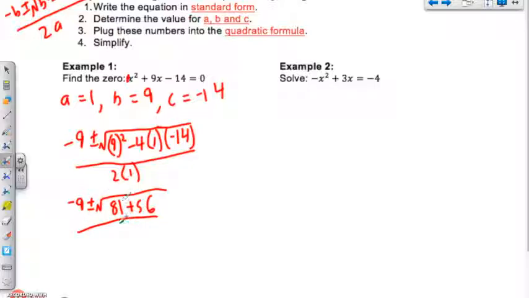Alright, so over, we can go ahead and simplify 2 times 1 is 2. So we're going to simplify this further. Negative 9 plus or minus the square root of 81 plus 56 is going to give us 137. And all divided by 2.